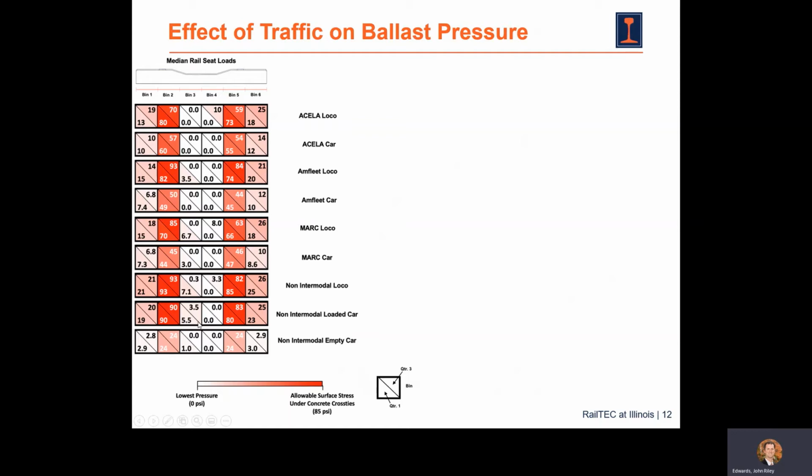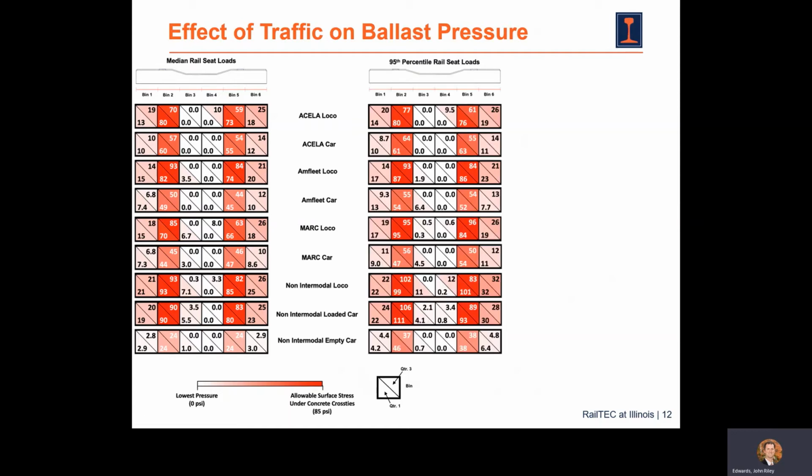So those are the median rail seat loads. We can also look at the 95th percentile. So only 5% of rail seat loads were exceeding the values that we see on the right. So these 95th percentile rail seat loads generated bottom of crosstie pressures, as shown here on the right-hand side.